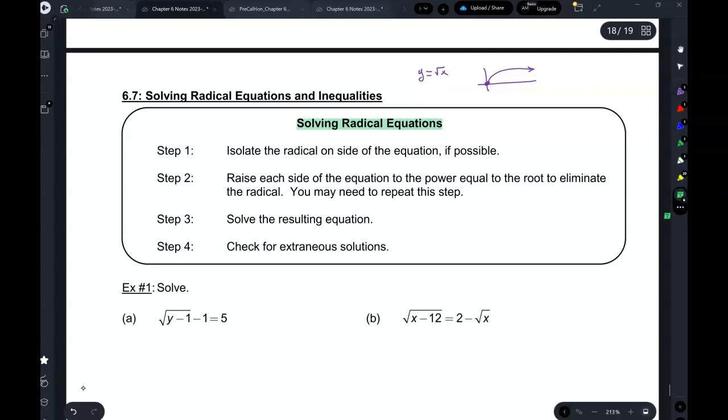So how do you solve radical equations? First, you want to isolate the radical on one side of the equation, if possible. Sometimes it is, sometimes it's not. What you want to do is make sure that on one side of the equation, the radical is either alone or there's only one radical on each side of the equation. Raise each side of the equation to the power equal to the root to eliminate the radical. Sometimes you have to do this more than one time. Solve the equation and then check for extraneous solutions for reasons I just mentioned.